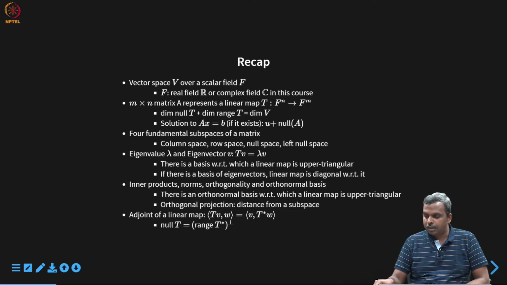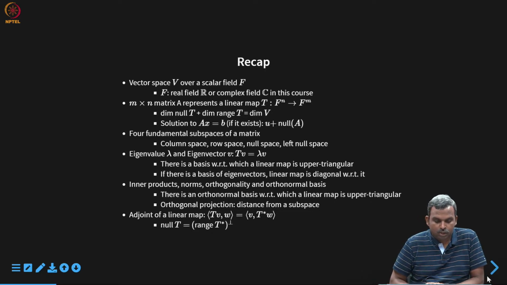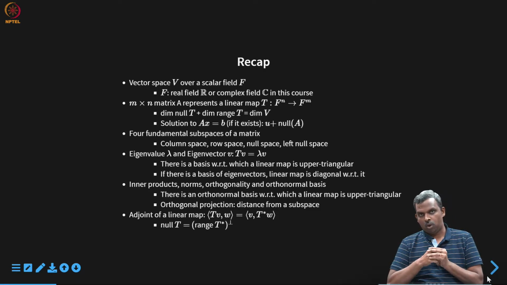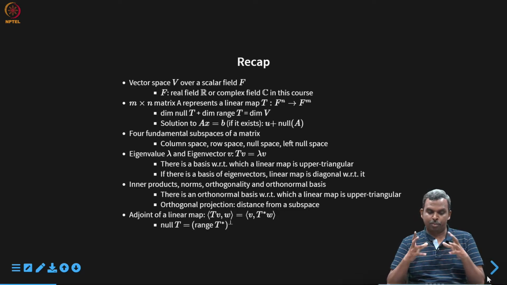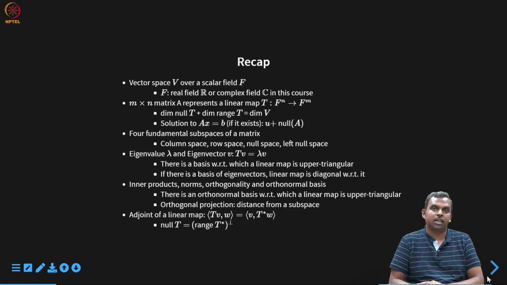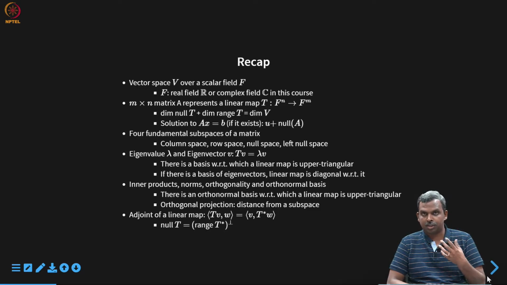Quick recap. This is a new week, so let's do a good recap. We started by defining abstract vector spaces over a scalar field, restricting to real or complex fields in this class, and then we saw how there is a matrix representation for linear maps from one vector space to another. Notion of basis, dimension, linear independence, all of these enter the picture. And there's the fundamental theorem of linear maps, which relates the null space and range space of a linear map, and this helps us solve linear equations Ax equals b.